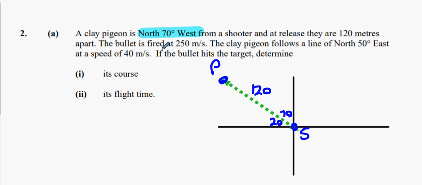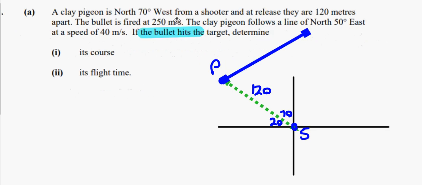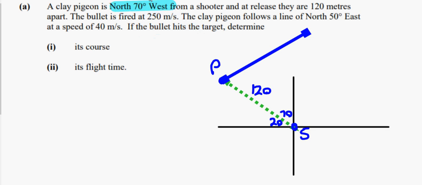The bullet is fired at 250 meters per second. The clay pigeon follows a line of north 50 degrees east. Okay, so let's try that out. North 50 degrees east. I realize I'm going to have to pull this up and out of the way. So north 50 degrees east. Now, the deal is, I don't know how long to make this diagram, do I? Is it over here? Is it here? I don't know, okay? But I'm just going to join them up anyway.